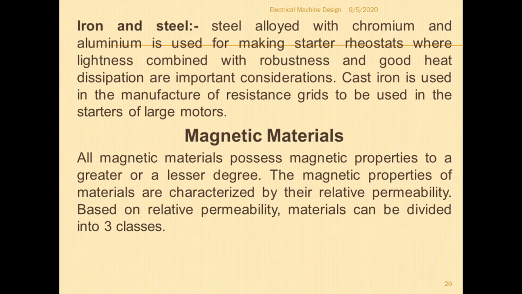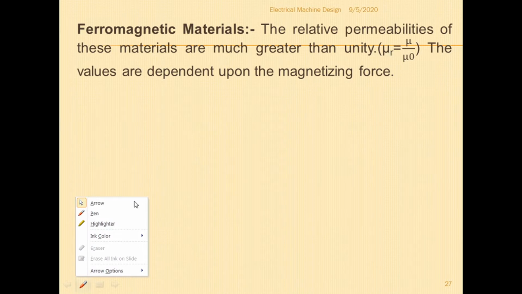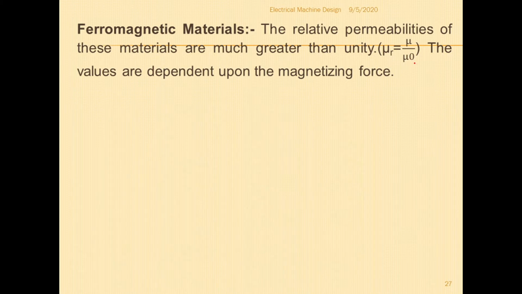Correct. So based on this relative permeability, the materials can be divided into three classes. What are those? One is ferromagnetic material. Ferromagnetic material, the relative permeability of this material is much greater than unity. So what is meant by relative permeability? Relative permeability is nothing but mu r. So mu r is called relative permeability, which is equal to mu divided by mu naught. Mu naught is called absolute permeability or permeability of free space or air, which is given by 4 pi into 10 to the power minus 7 H per meter.